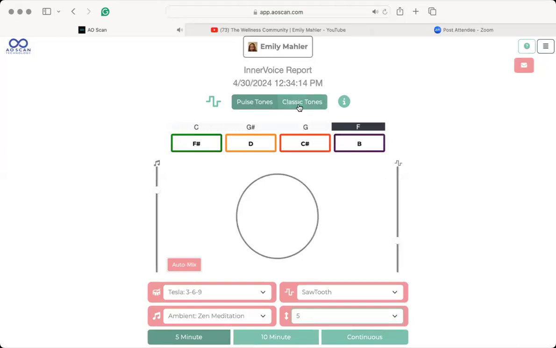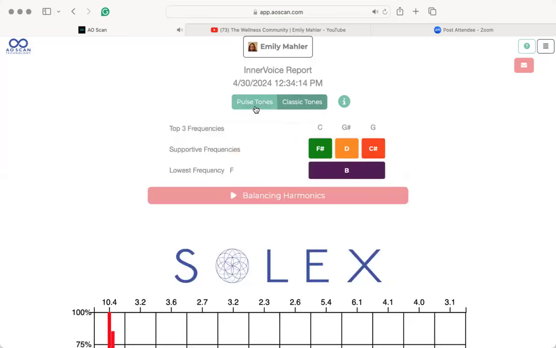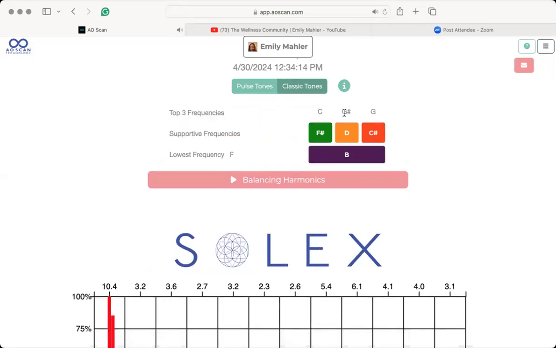Whenever you get the report in your email, it'll come from Inner Voice, and I think it also says AO Scan. I can't remember, but you'll want to click on that link, and it will open this up in your browser. I'm going to click on the classic tones real quick, and you can toggle through them. You can try one one day and another on a different day and play with them. The classic tones is what the AO Scan originally had, and they updated with pulse tones in 2023.